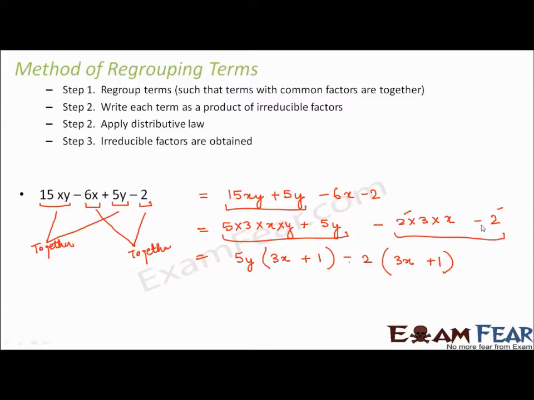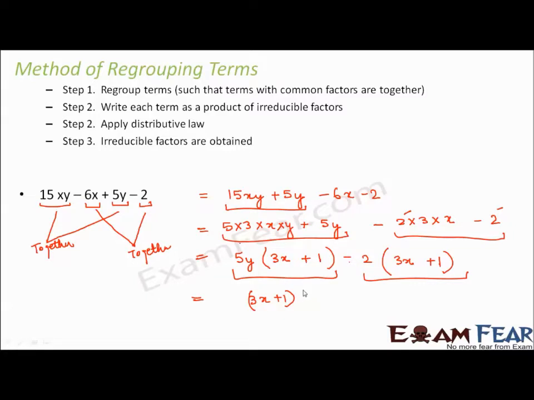Right? So since you have taken minus common outside, when you put brackets, the signs get reversed. Like here it was minus 2, but now it is plus. Here it was minus, but here it is plus. That's only because we have taken minus common. Now if you compare this term with this term, do you have anything in common? Yes, of course. 3x plus 1 is common.